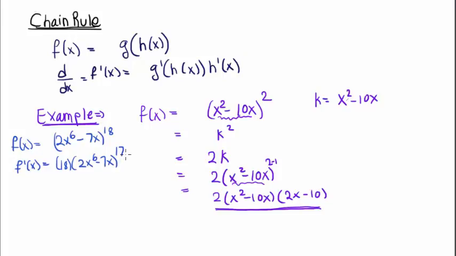And then we multiply all of this with the derivative of the inside function. Okay, the derivative of 2x to the 6 is 12x to the 5. The minus stays a minus, and the derivative of 7x is 7. So this right here is the answer. Okay, so that's pretty much what chain rule is in its entirety.